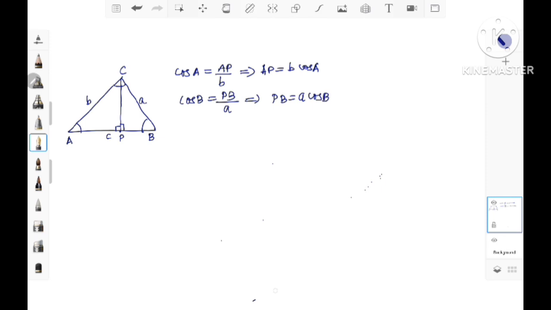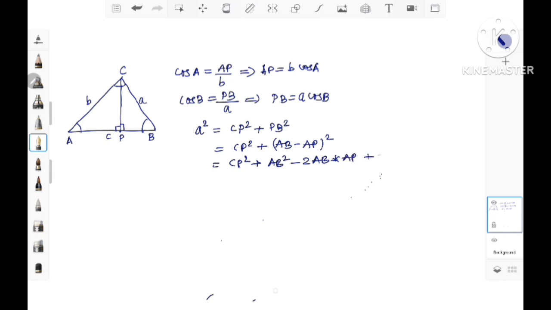Now by using Pythagoras theorem in right angled triangle BPC, we can write hypotenuse square, a square, is equal to CP square, that is height square, plus base square, base is PB square. This is equal to CP square, write it as it is, and this PB can be written as AB minus AP, AB minus AP whole square. Therefore, this is equal to CP square plus AB square minus 2 AB into AP plus AP square.